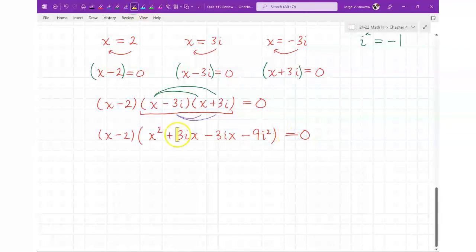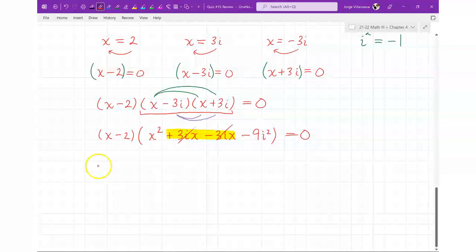Now look at the middle terms right here. What's going to happen to those? Yeah, they cancel. They're gone. And that's great. And what happens to the i squared? You see that minus 9i squared? What happens to the i squared? What does it become? A negative 1. So that minus 9i squared is just going to become a plus 9.